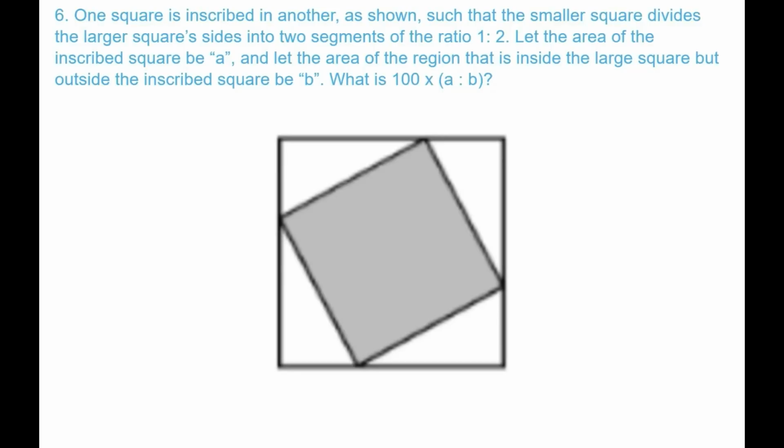Number 6. One square is inscribed in another as shown, such that the smaller square divides the larger square's sides into two segments of the ratio 1 to 2. Let the area of the inscribed square be A, and let the area of the region that is inside the large square but outside the inscribed square be B. What is 100 times the ratio A to B?